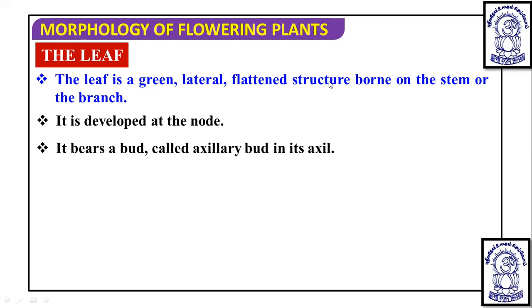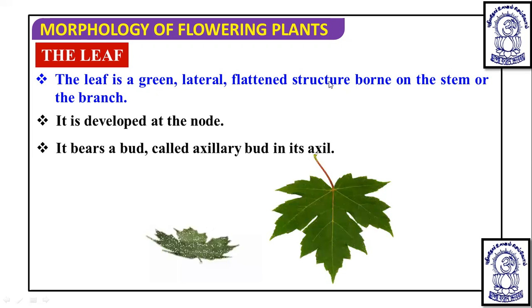Now in a leaf, particularly when a leaf is present at the node, it forms an axil, and the bud which is present in this axil is known as axillary bud. So this is the leaf, actually a flattened organ.